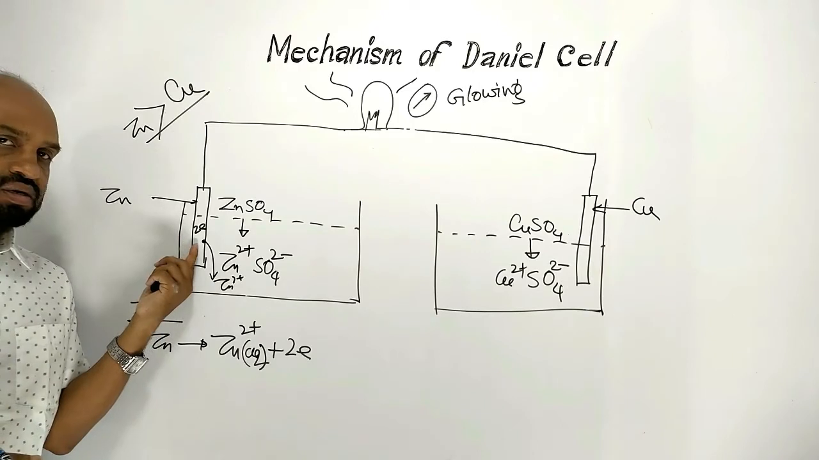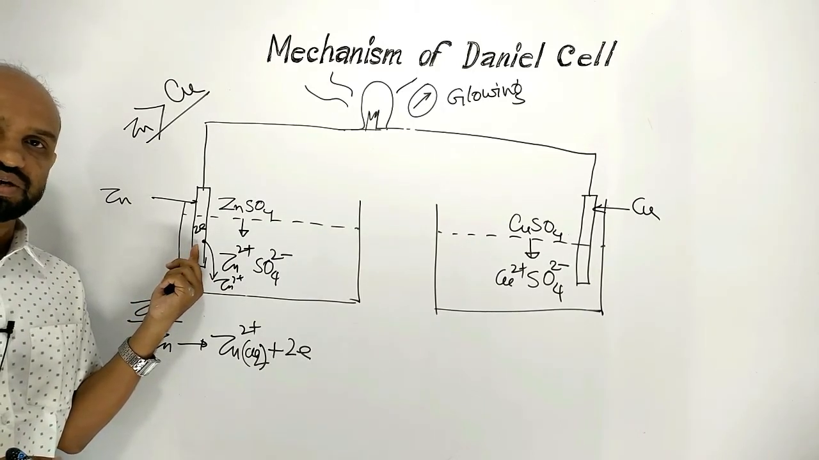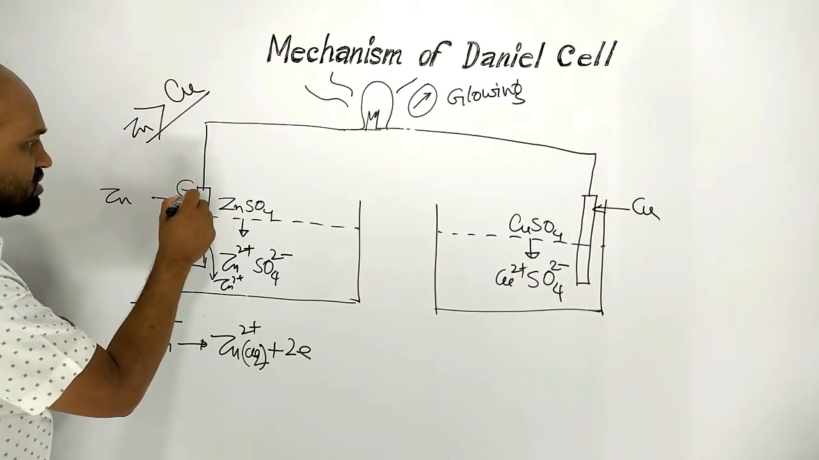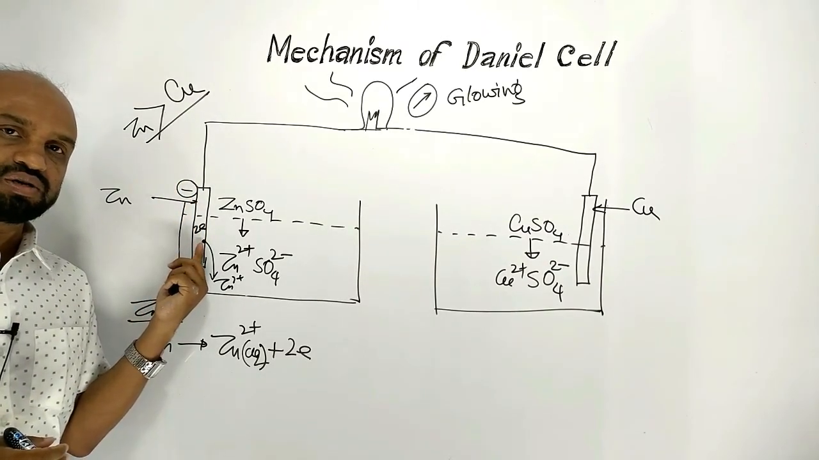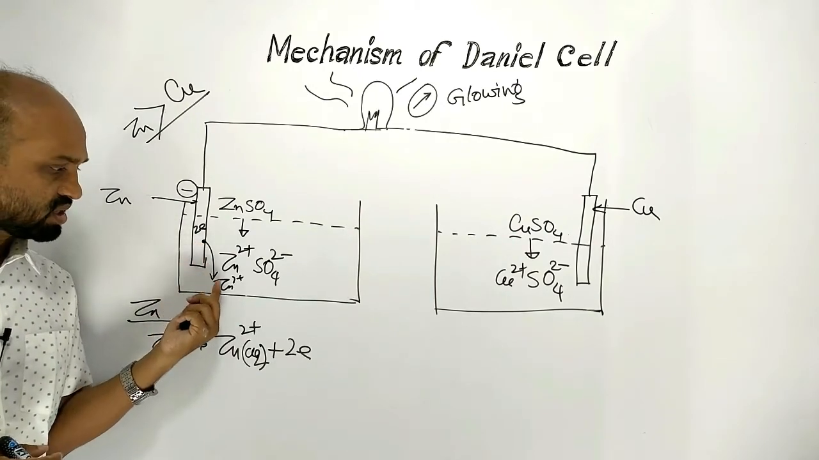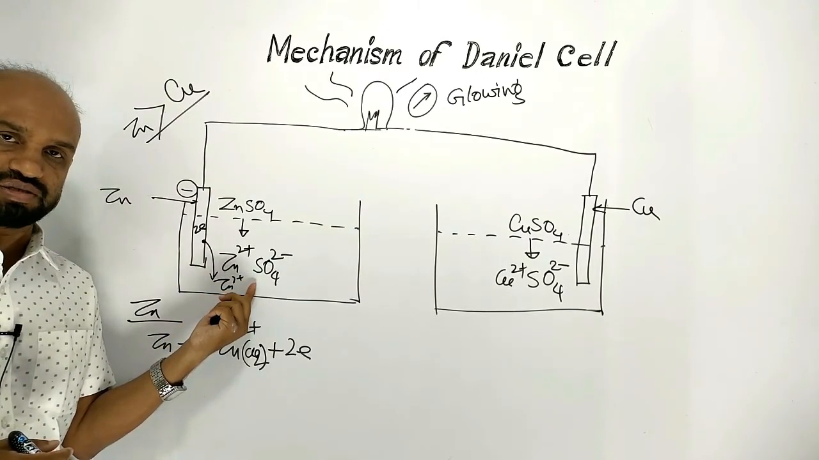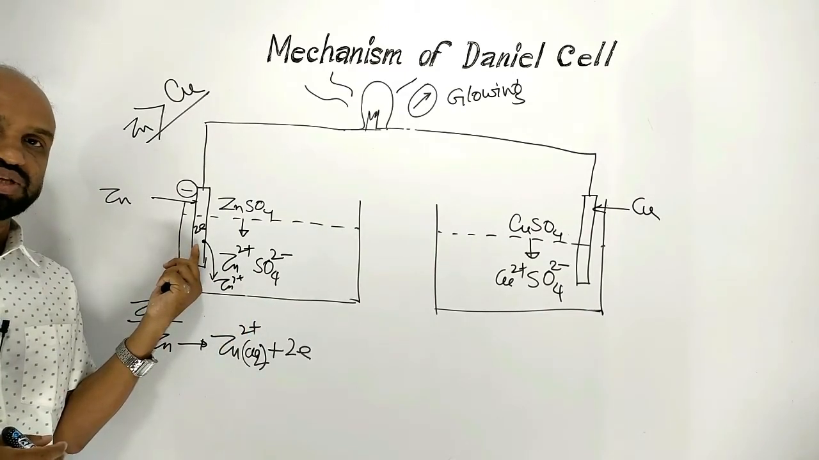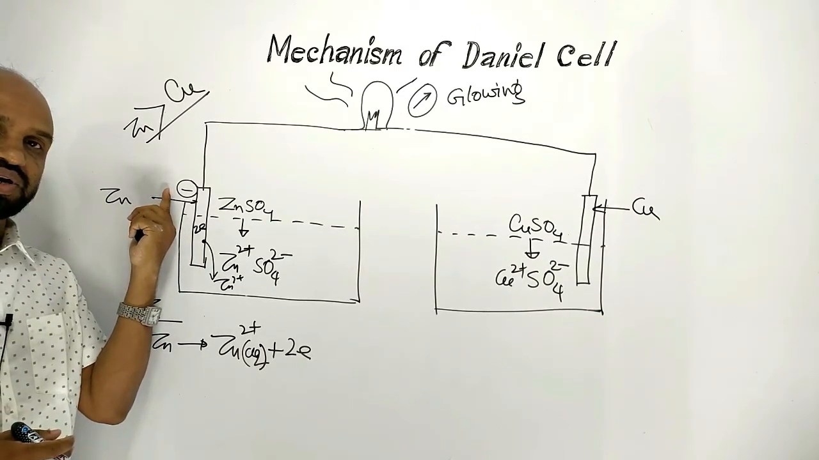As this bar becomes electron rich with the passage of time, that is why this bar is indicated by negative charge. Here, zinc atoms leave 2 electrons each in the zinc bar, and zinc atoms go to the solution as zinc 2 plus ions. So this bar gets electron rich with the passage of time. That is why it is indicated by negative charge.